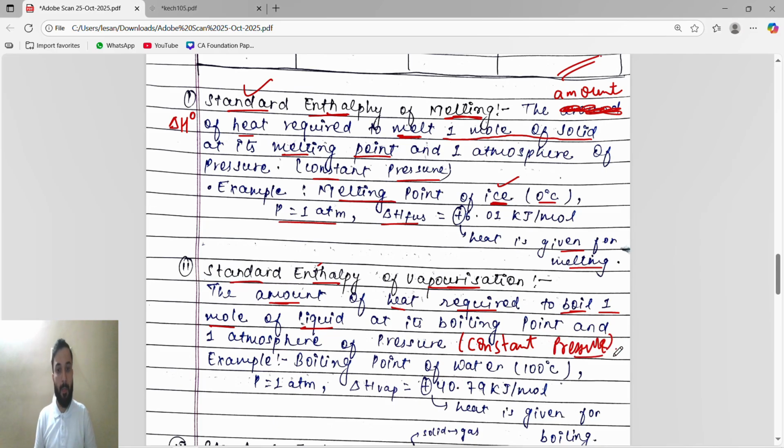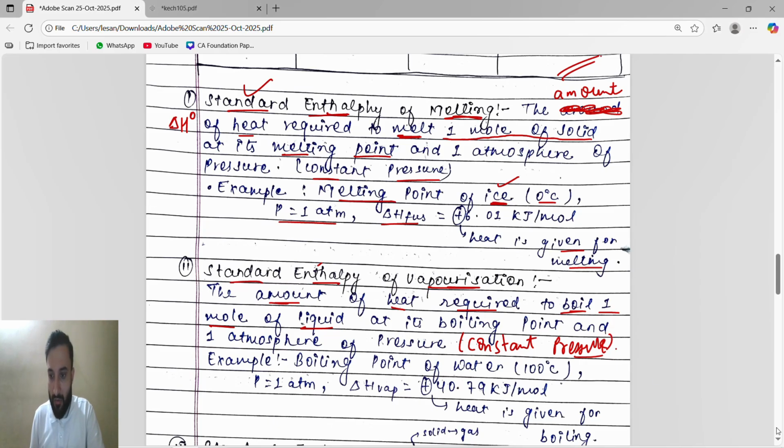Constant pressure. Okay. See the same enthalpy. So that's the amount of heat required. If it is melting, to melt. If it is vaporization, to boil. Okay. What does standard mean? 1 mole. If melting, it means 1 mole of solid at melting point. Boiling means 1 mole of liquid at boiling point. And then standard condition is 1 atm and constant pressure.